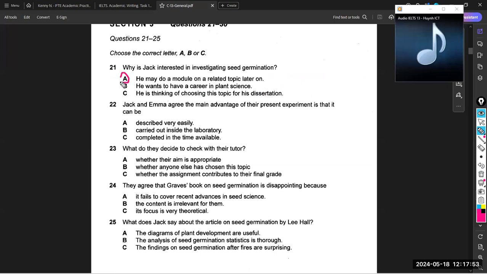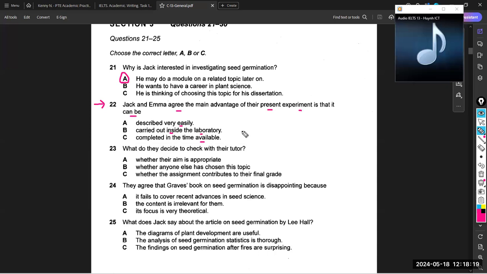21 is A. Now the speaker is going to talk about 22. Jack and Emma agree the main advantage of the present experiment is that it can be what? Described very easily, or carried out inside the laboratory, or completed in the time available? Let's listen.